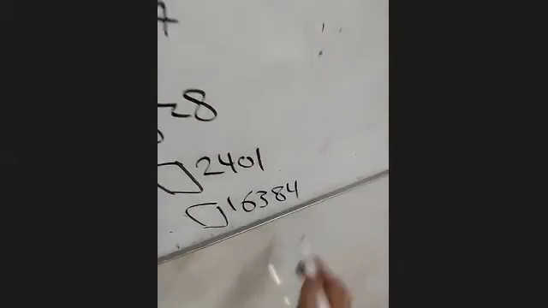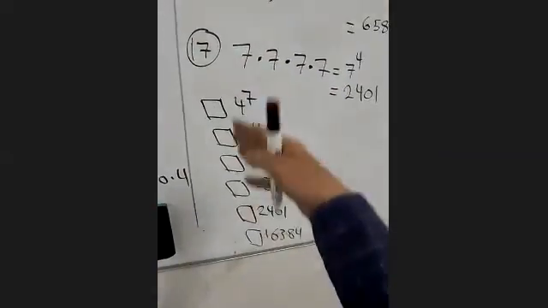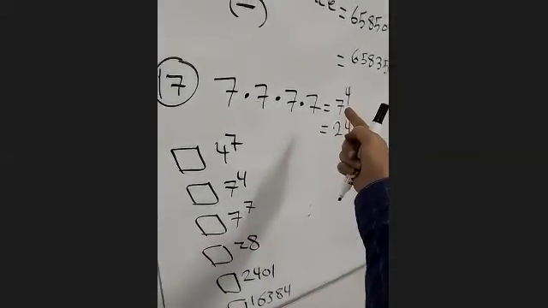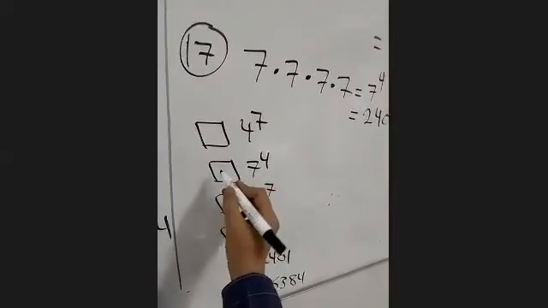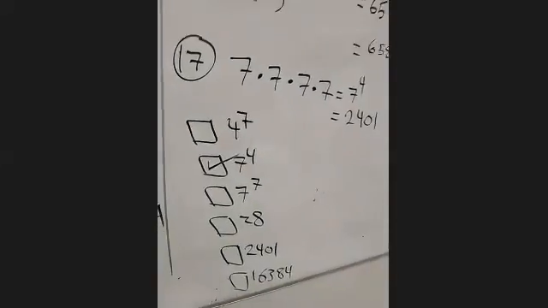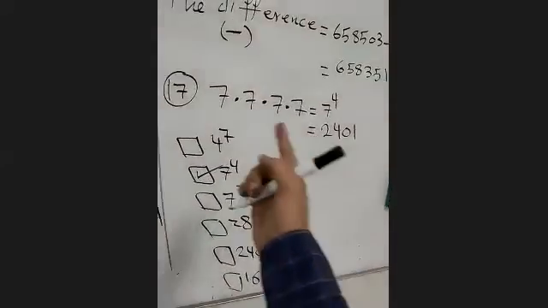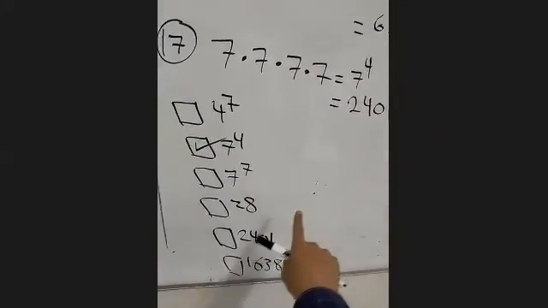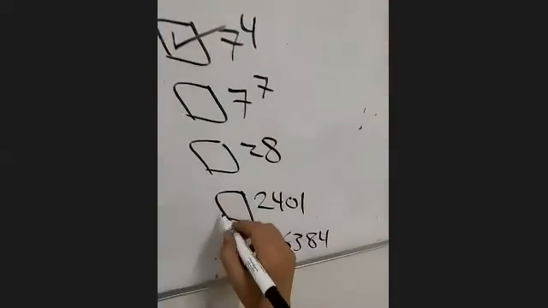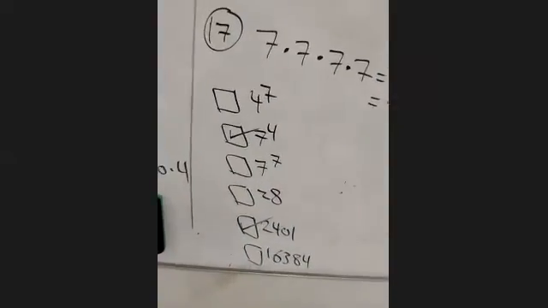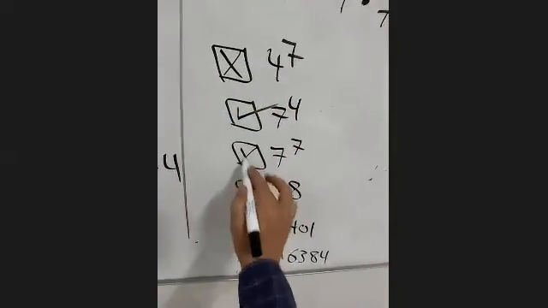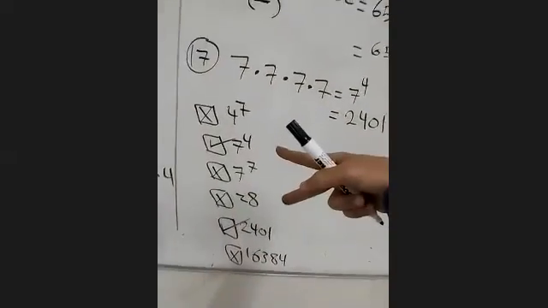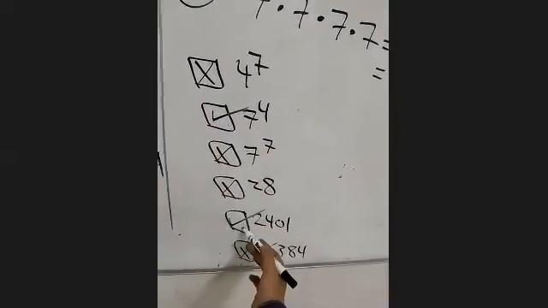Now, the question wants us, guys, to select all of the correct answers. 7 by 7 by 7 by 7 is 7 to the power 4. So this one is correct. So put a check. And if you multiply the four 7s together, the answer will be 2401, which is this choice. So select it. The other choices are wrong. So we have 2 correct choices, the second and the fifth.